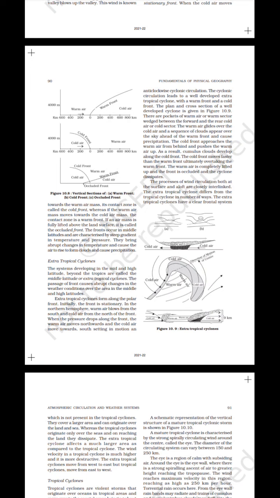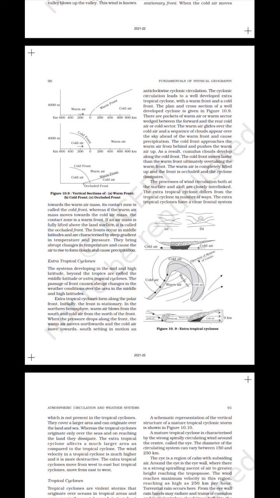When the pressure drops along the front, the warm air moves northwards and the cold air moves towards the south, setting in motion an anticlockwise cyclonic circulation. The cyclonic circulation leads to a well developed extratropical cyclone with a warm front and a cold front. The plan and cross section of a well developed cyclone is given in figure 10.9.